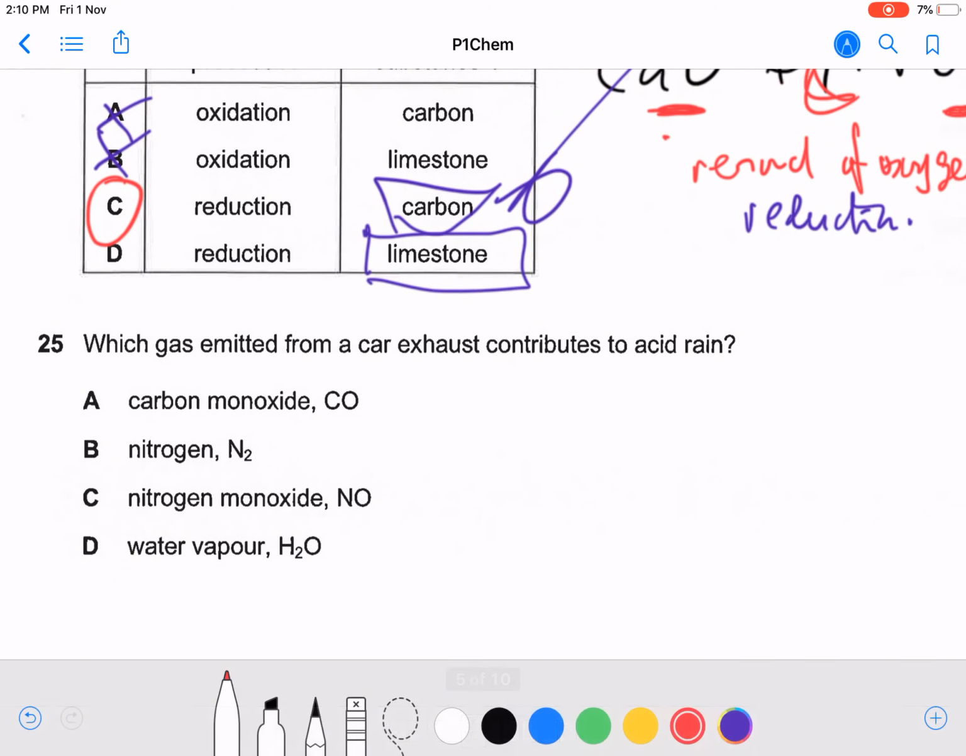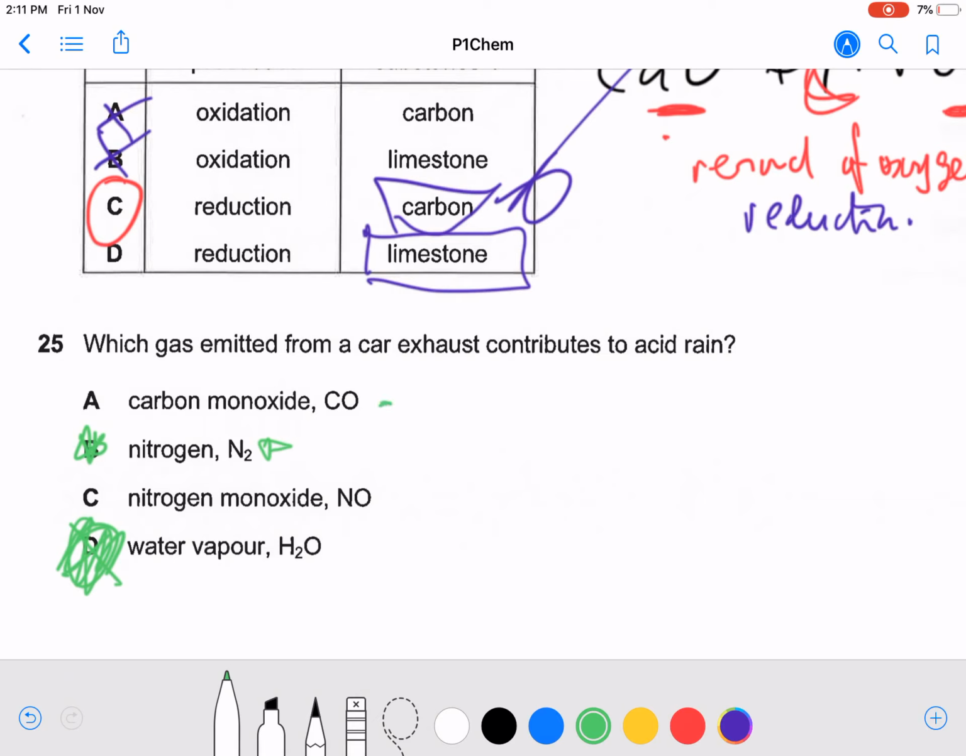25. Which gas emitted from a car exhaust contributes to acid rain? You should know that water vapor is neutral, so it's not that. Nitrogen is also neutral. It's a covalent molecule and will not dissolve in water. If nitrogen dissolved in water, there'd be no nitrogen left in the air. Every time it rained, it would dissolve out, and it doesn't, so that's wrong.